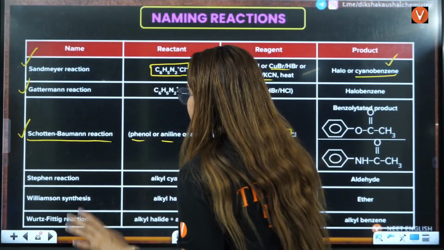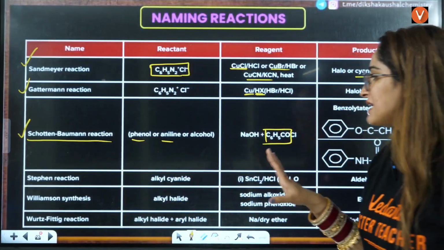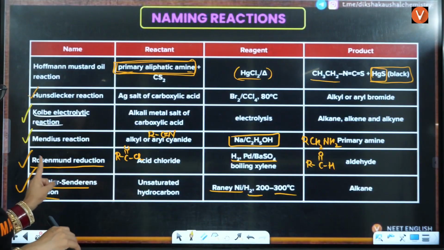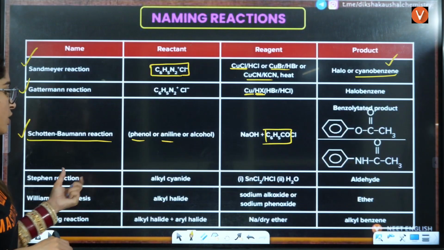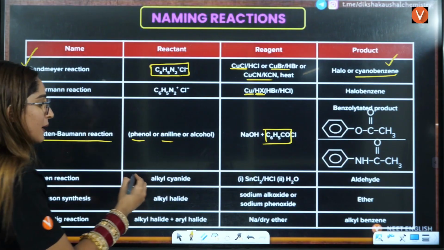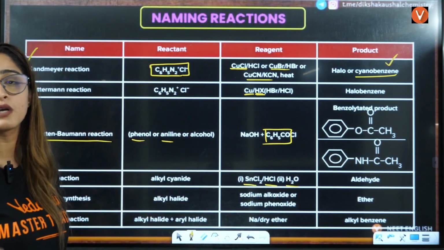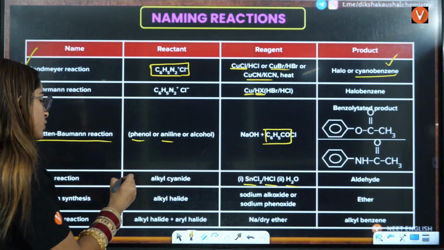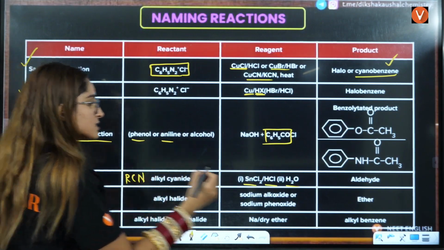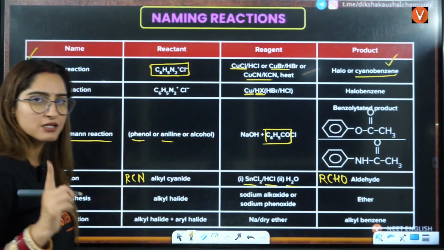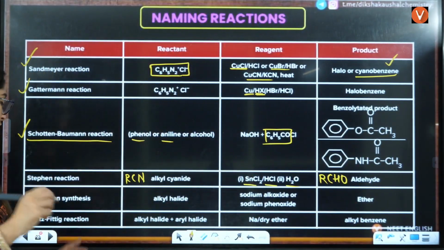Okay. Next is Stephen reaction, that is you have alkyl cyanide. So again you have alkyl cyanide. See, in Mendius also you had alkyl cyanide, right? So here also you have alkyl cyanide, but in this case you add SnCl2 to HCl and water. This is converted to aldehyde, right? So you have RCN, that is converted to RCHO, right? That is the difference between Mendius and Stephen reaction.